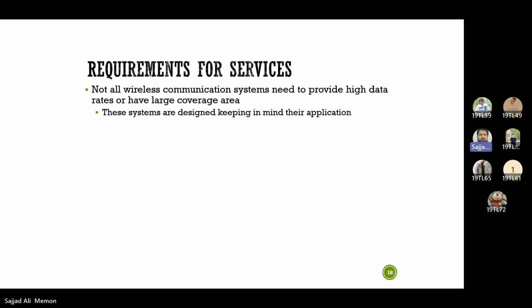Requirements for services: not all wireless communication systems need to provide high data rates or have a large coverage area. These systems are designed keeping in mind their application. So it is not always the data rate that we are looking for, but the particular application. Like if you want to monitor your heart rate, you can have some body area network device with you that will monitor your heart rate and communicate with your mobile that is also with you. So that doesn't need any large coverage area or high data rate. A few bits per second transmitted and a few meters of coverage area will be sufficient.